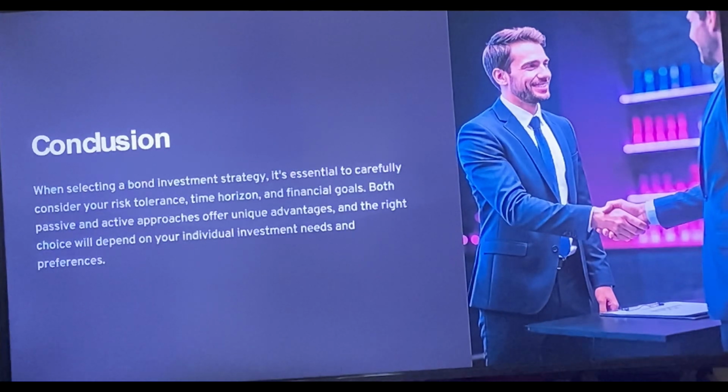Concluding our presentation, when selecting a bond investment strategy, it's essential to carefully consider your risk tolerance, time horizon, and financial goals. Both passive and active approaches offer their unique advantages, and the right choice will depend on your individual investment needs and preferences. Choose the method that is suitable for you and that can take your business to the next level.